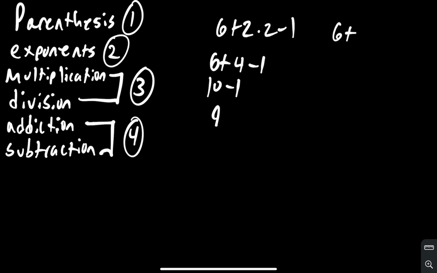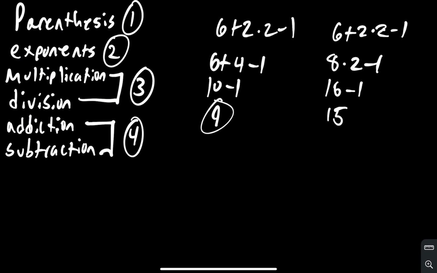Then let's do it the incorrect way, or the different way. Let's just say we did no order of operations and we just did it from left to right. 6 plus 2 is going to give you 8 times 2 minus 1. Then we have 8 times 2, which is going to give you 16. And then 16 minus 1 is 15. So notice how we get two different answers. This is the correct way, and this is the wrong way. So that's why we have order of operations.